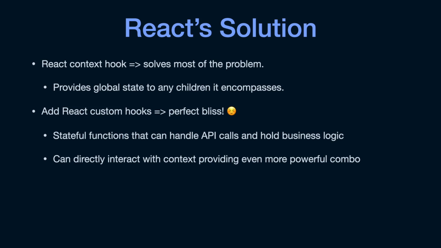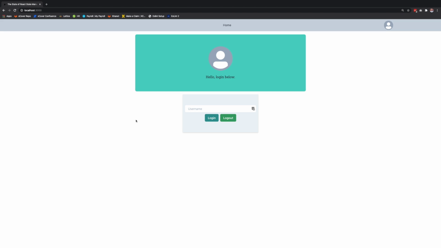And if you don't know what custom hooks are, they're basically stateful functions. In these stateful functions, you can handle API calls, and you can handle business logic, and so on. And if you want, which I'm going to show you in this video, you can also directly interact with the context, making it a really, really powerful pattern. We will go through this right now, and I will show you all of this in detail. I just want to give you an overview of what's up. All right, so enough with the theory, and let's talk about the app that we have.